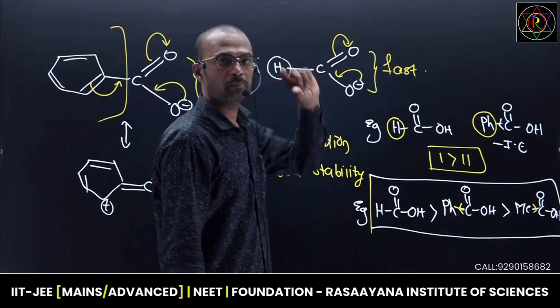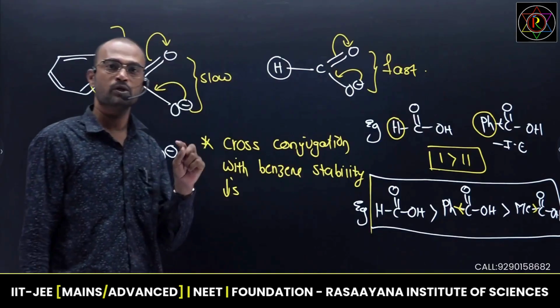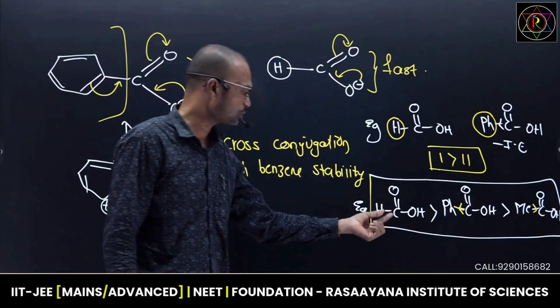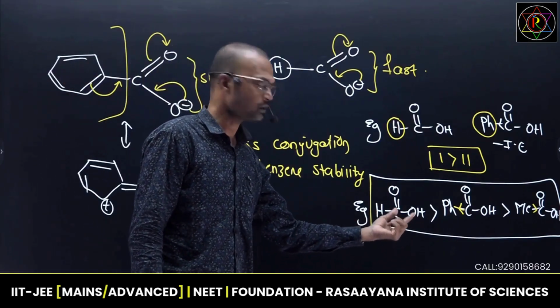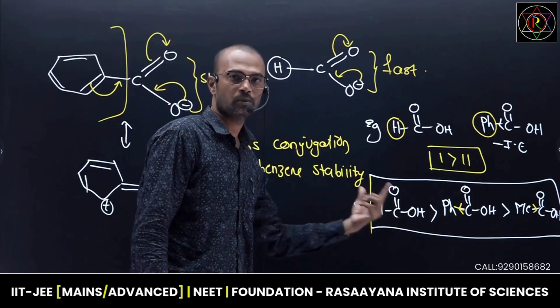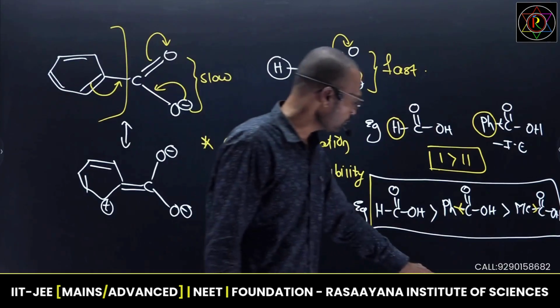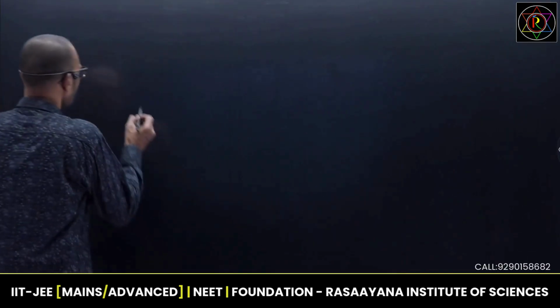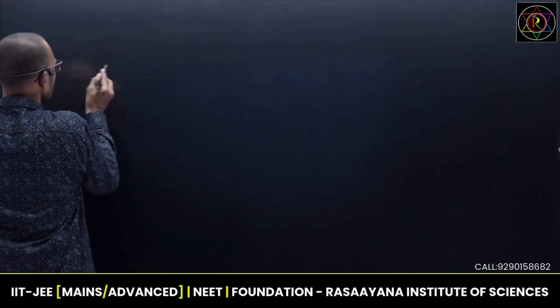So finally, benzoic acid is more acidic than phenol, but benzoic acid is less acidic than formic acid. Try to remember this particular order. It is very, very important for competitive examinations. Okay, and a very, very important point regarding the resonance stability of benzoic acid.